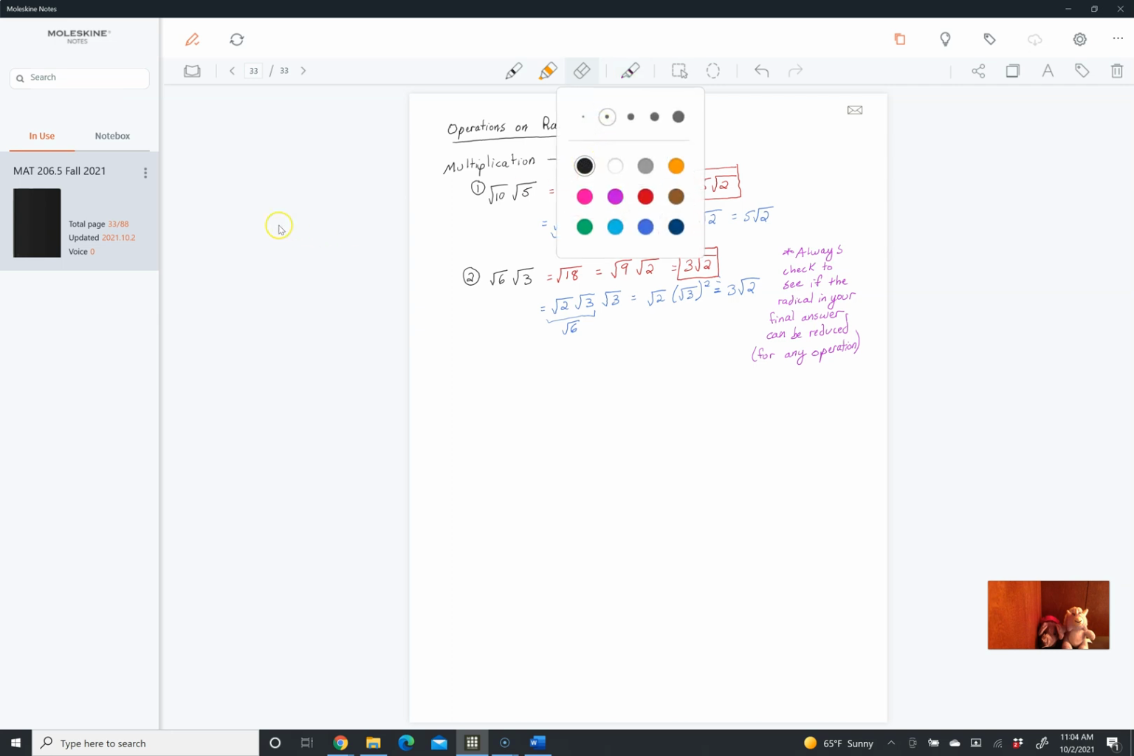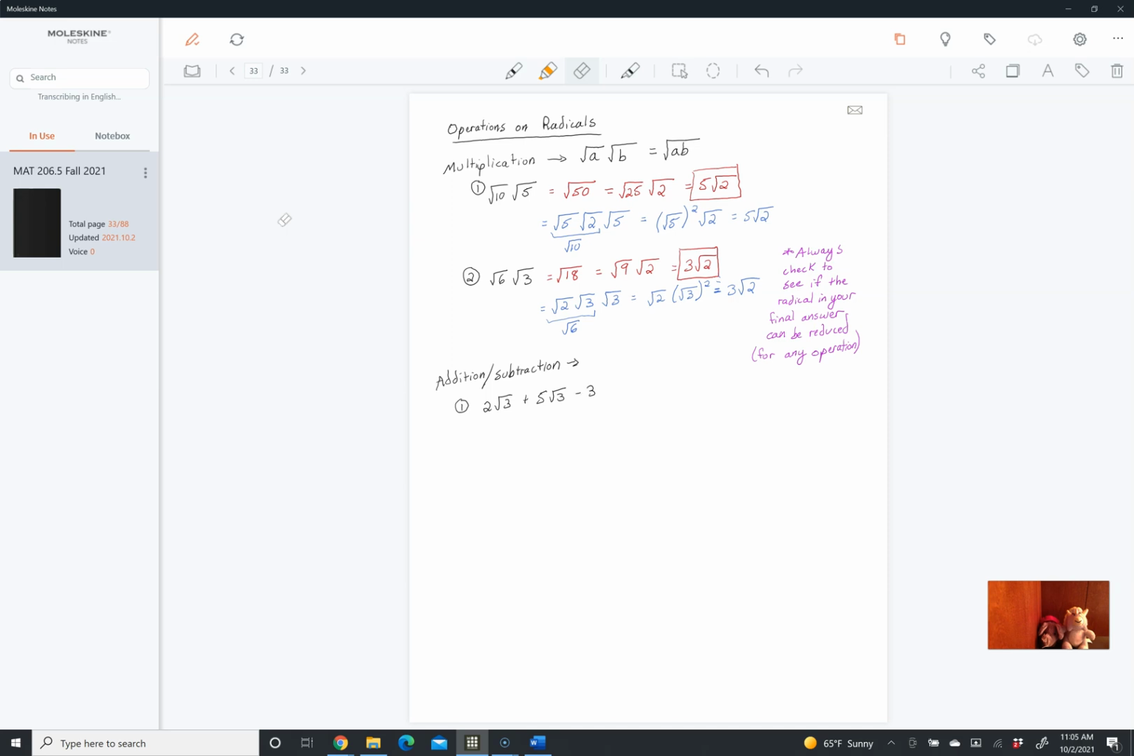Okay, so that's multiplication. Let's do addition and subtraction. The rules for addition and subtraction are the same, so we could talk about them simultaneously. Okay, so let's take some simple examples and then we'll add to it. So let's start with 2 times the square root of 3 plus 5 times the square root of 3 minus 3 times the square root of 3.